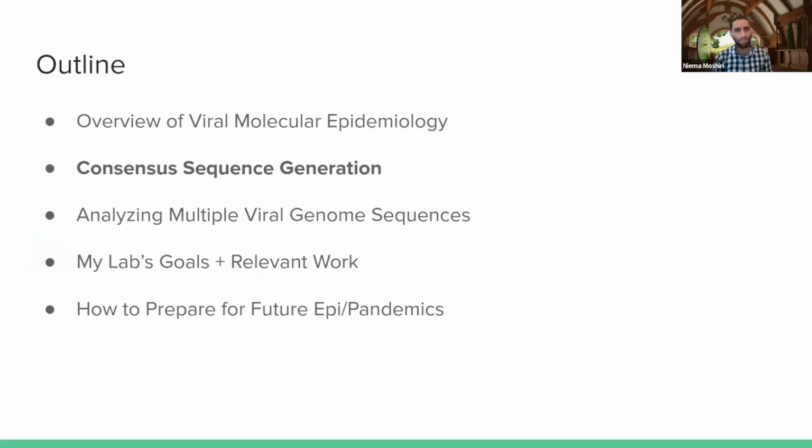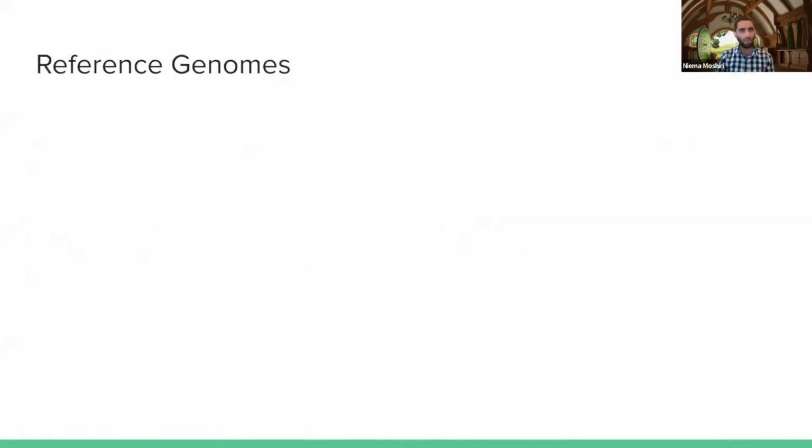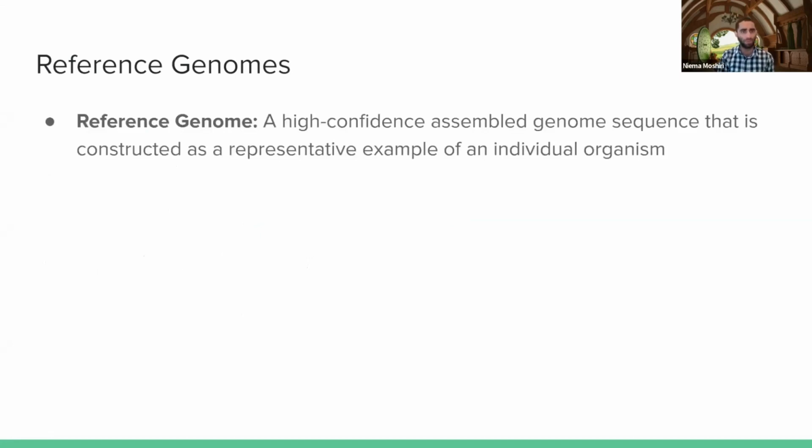Cool. So the first step, consensus sequence generation. How do I actually collect sequences of these viral samples? Well, first I want to introduce the concept of what's called a reference genome. A reference genome is a high confidence assembled genome sequence that is constructed to be a representative example of an individual organism. And remember, all organisms of a given species have high levels of variability. So one person's genome is not identical to another person's genome. Just like that, one HIV sequence is not identical to another HIV sequence, but they should be almost identical. They should be very, very similar. And a reference genome is just a high confidence assembled genome sequence that's representative of the organism. It's not going to be exactly the same as any given sample you collect, but it should be almost identical.